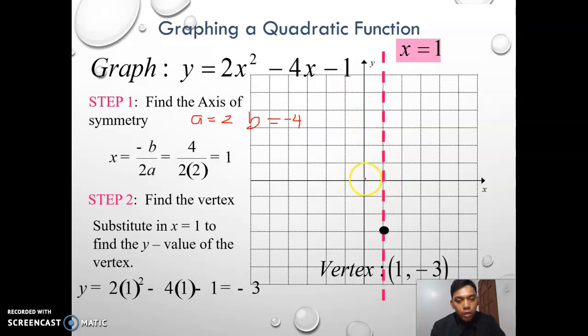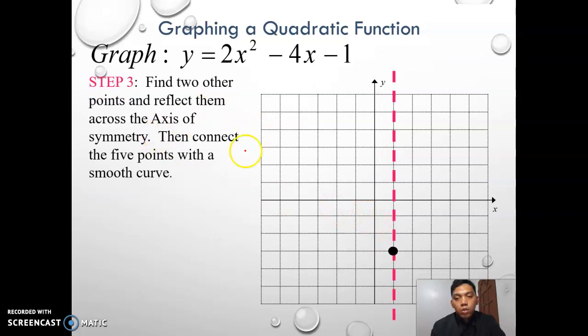By the way, this is our Cartesian plane, and this is our origin, the highlighted one. And this is our axis of symmetry. To locate the vertex (1, -3), it's 1 in the positive x direction, and then -3 is here, so here's the point, the vertex. Now you have the vertex, you do the third step: find 2 other points.